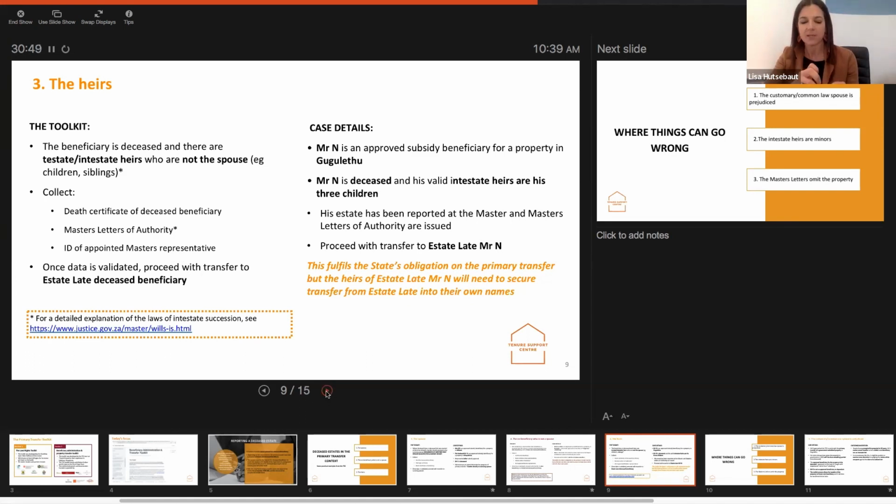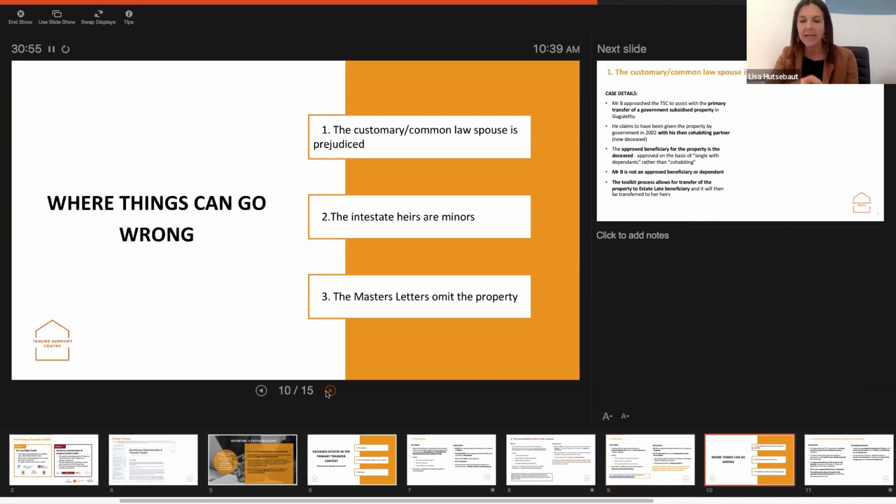Those are the processes that we've outlined based on what we have uncovered with our work in Khayelitsha. Those are the obvious deceased estate scenarios that we've encountered. We're well aware that there may be others, and as I said earlier, we would very much welcome those so that we can look at possible other processes that you might need.